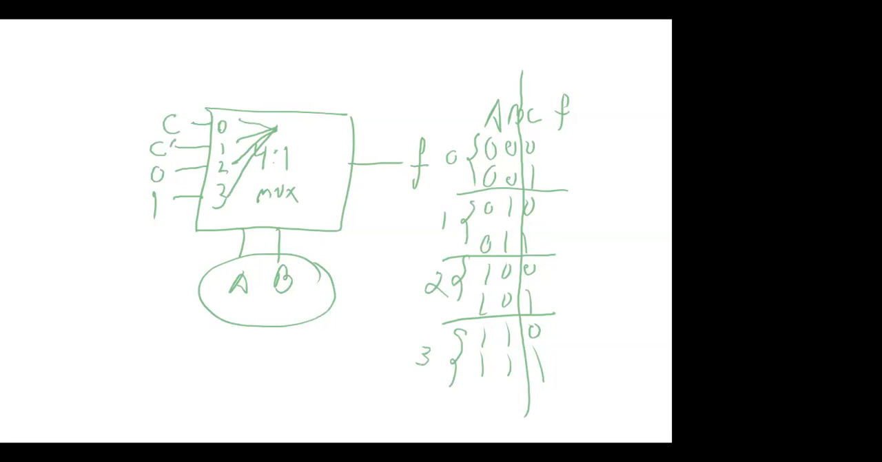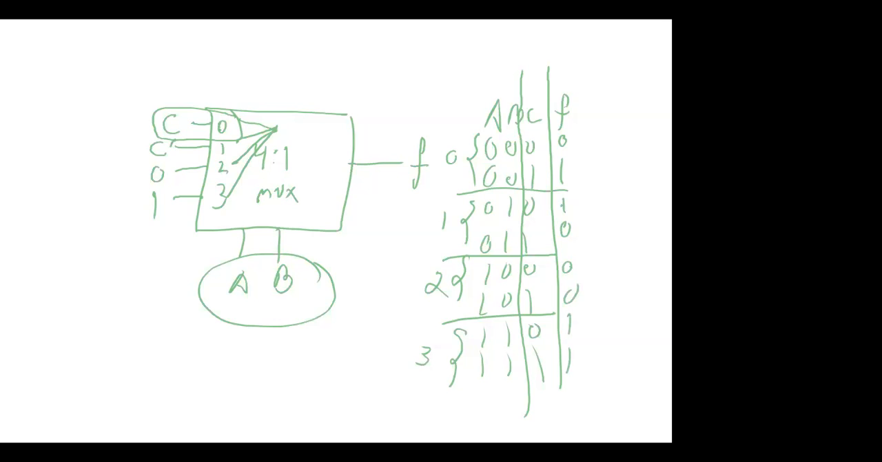So when it's pointing to 0, we expect C to come out. And so we write C. When it's pointing at 1, we expect C prime to come out, and so we invert C. When it's pointing at 2, we expect 0 to come out, so we write 0. And when it's pointing at 3, we expect 1 to come out, so we write 1.